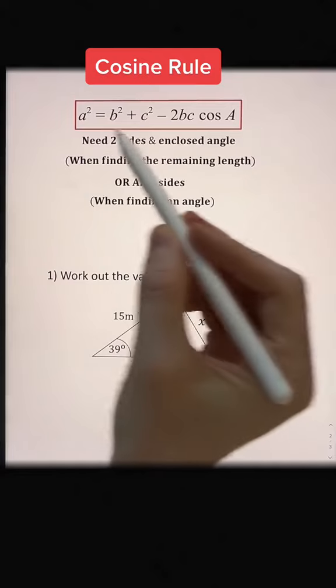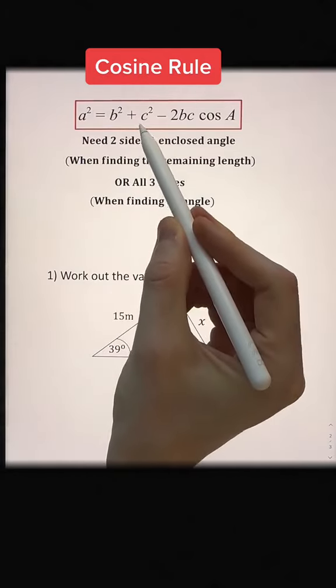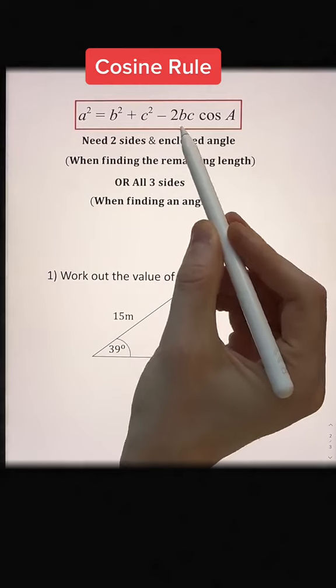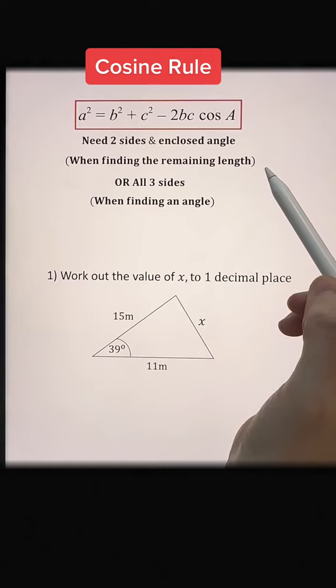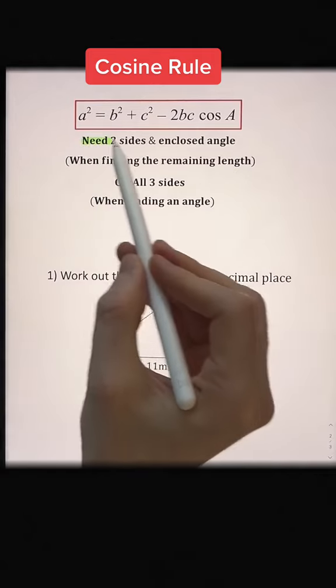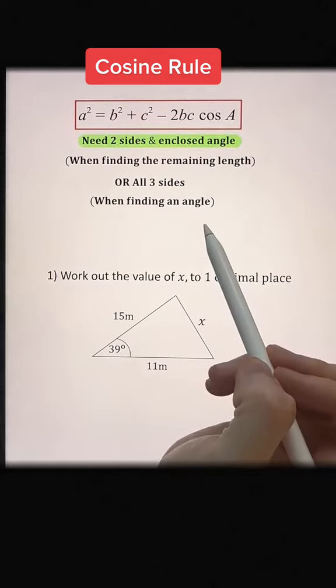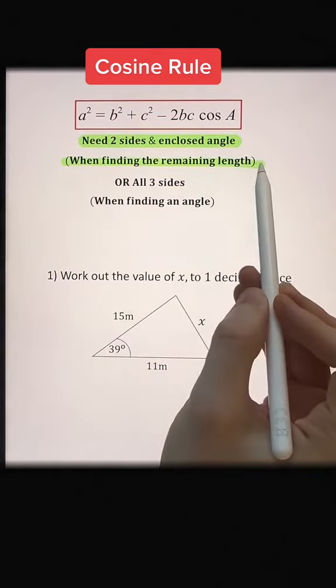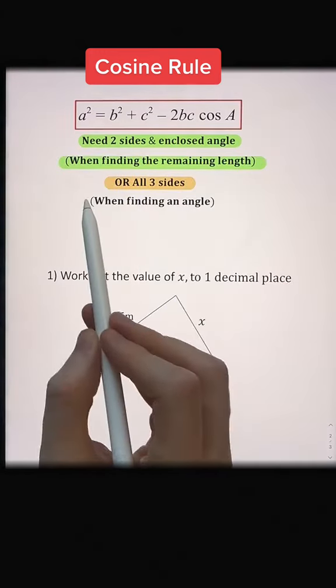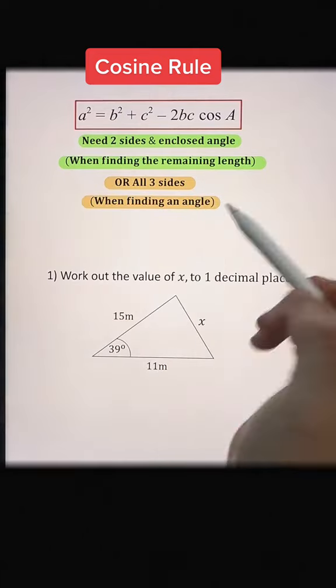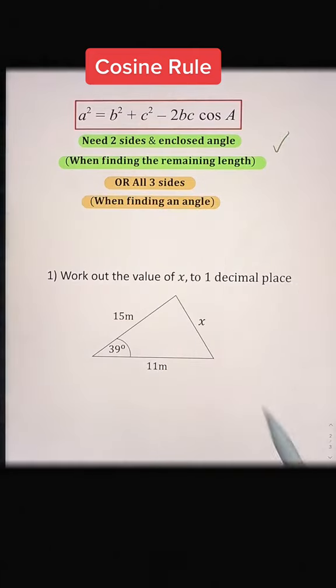The cosine rule is a squared equals b squared plus c squared minus 2bc cos of A. We use the cosine rule in two given situations. Our first situation is when we're given two sides and the enclosed angle, and we're asked to find the remaining length. Or if we're given all three sides, we're asked to find an angle. In this video, we're going to focus on the top option.